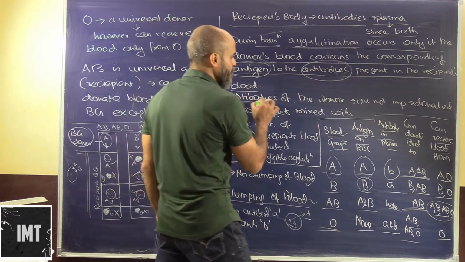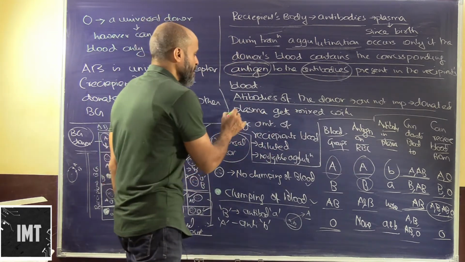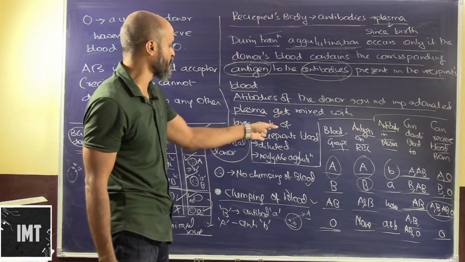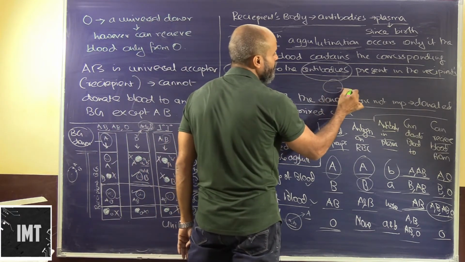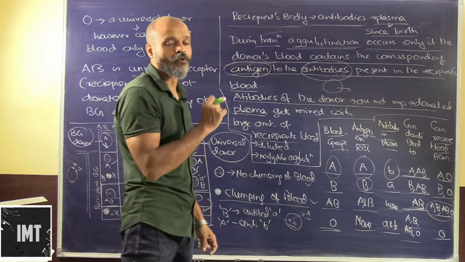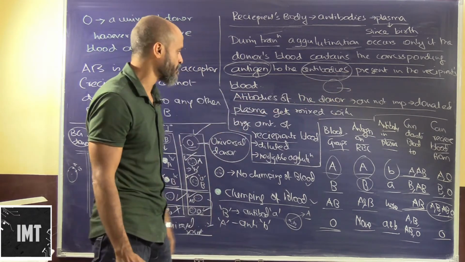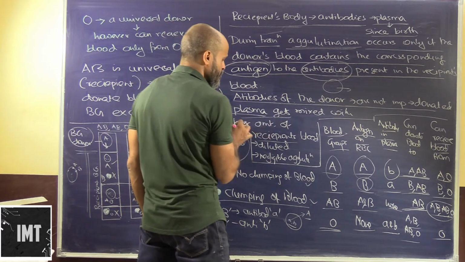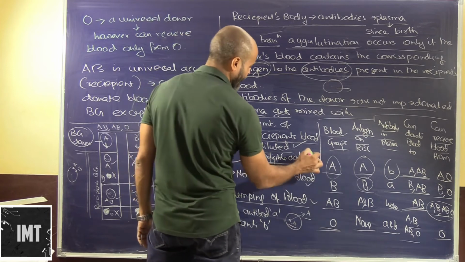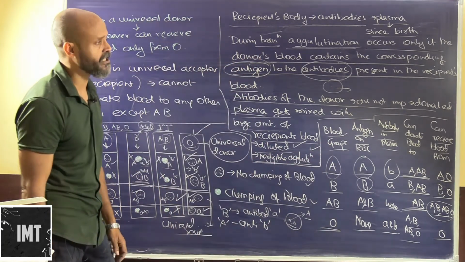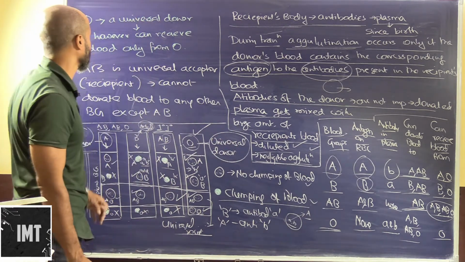However, the antibodies of the donor are not important. Why? Because the donated plasma gets mixed with a large amount of the recipient's blood. The donor's plasma will have its own antibodies, but it gets mixed and diluted. So a large amount of recipient's blood dilutes it, and very little, negligible agglutination happens.